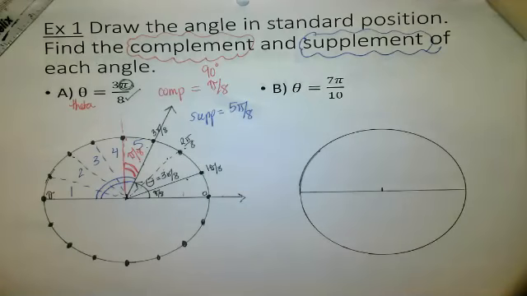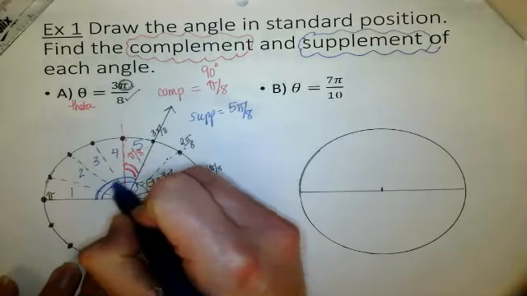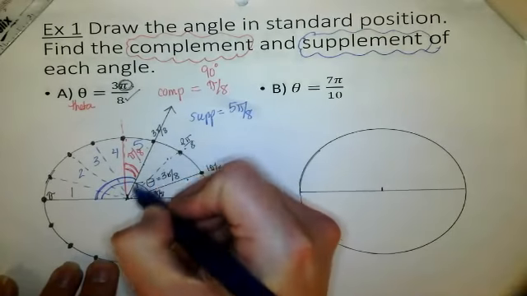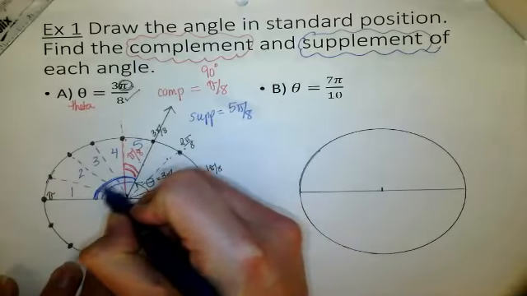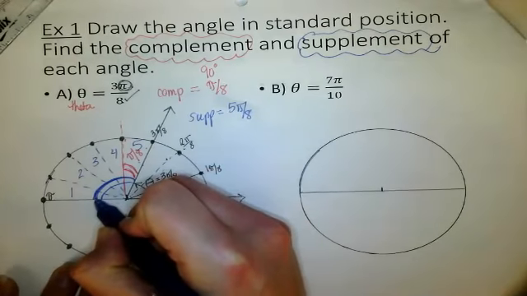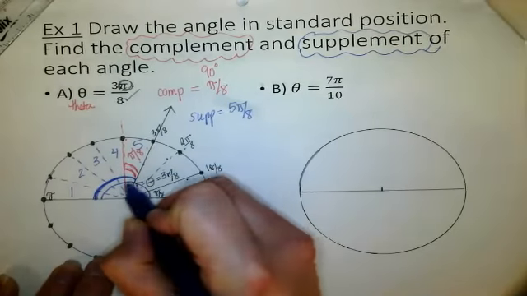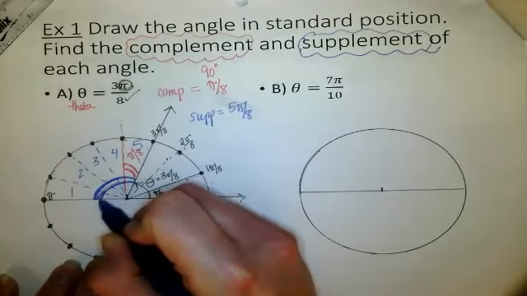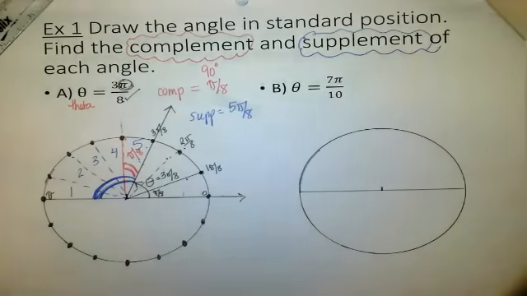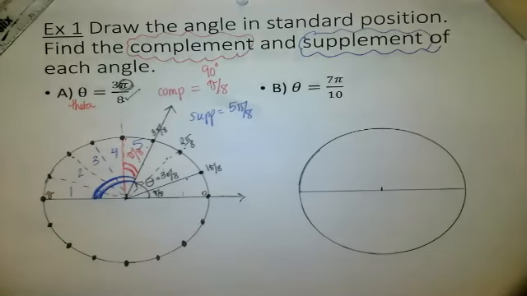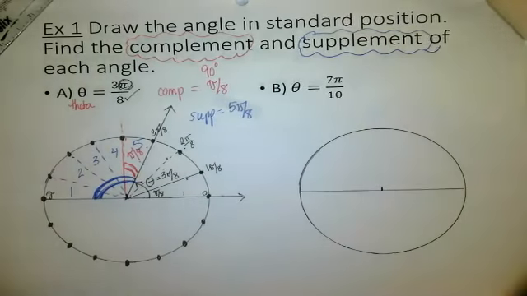I know this is weird, but you'll get really good at this. To get the supplement, going from my 3 pi over 8, the starting angle, and making my way all the way to the 180 or pi. Okay. Do you have any questions on this first one?